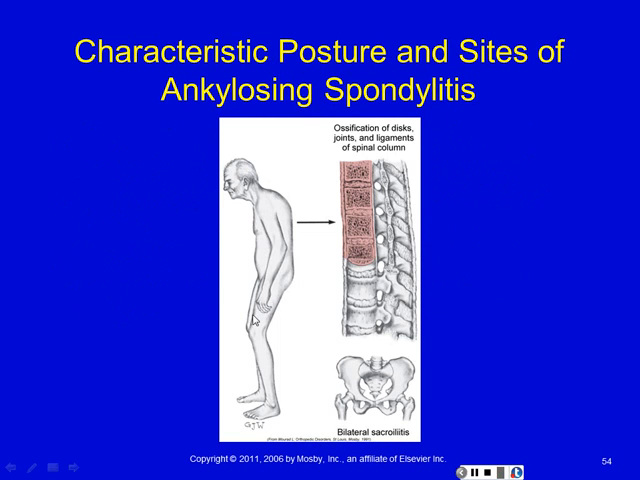We get this kind of shape as the vertebral joints become stiffer and stiffer and eventually fuse together. We get a kyphosis here, and here's that sacroiliac joint right here, which is where it usually starts. And it usually starts with low back pain that's off to the sides.